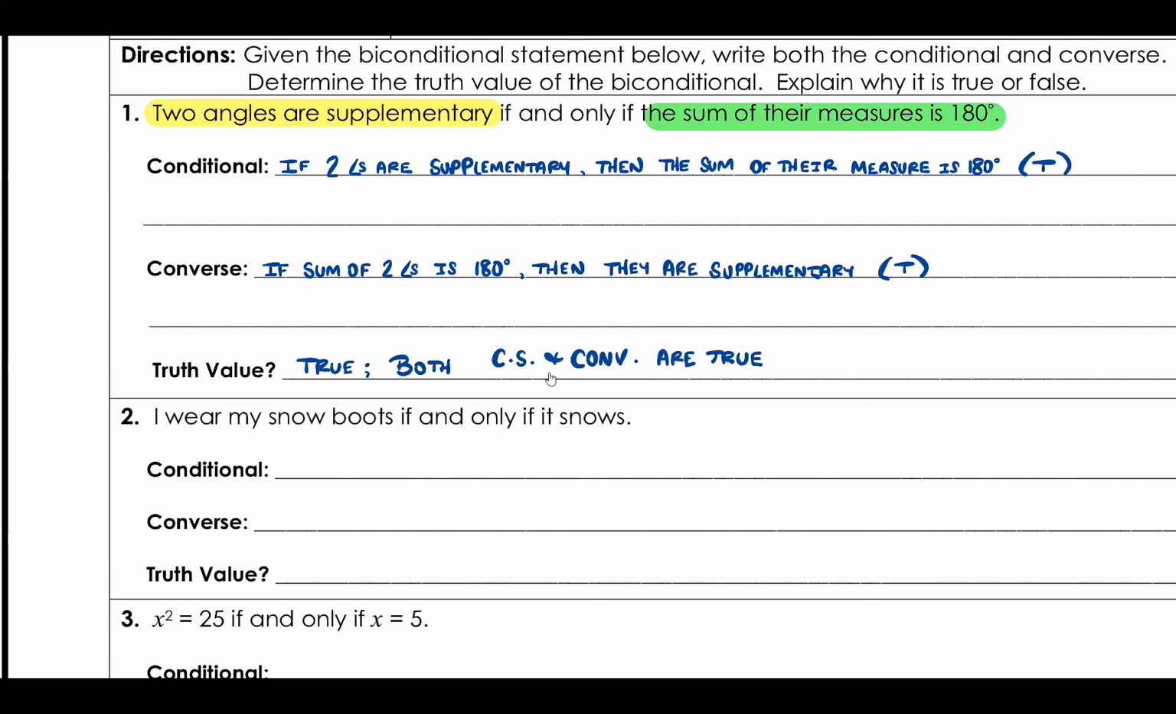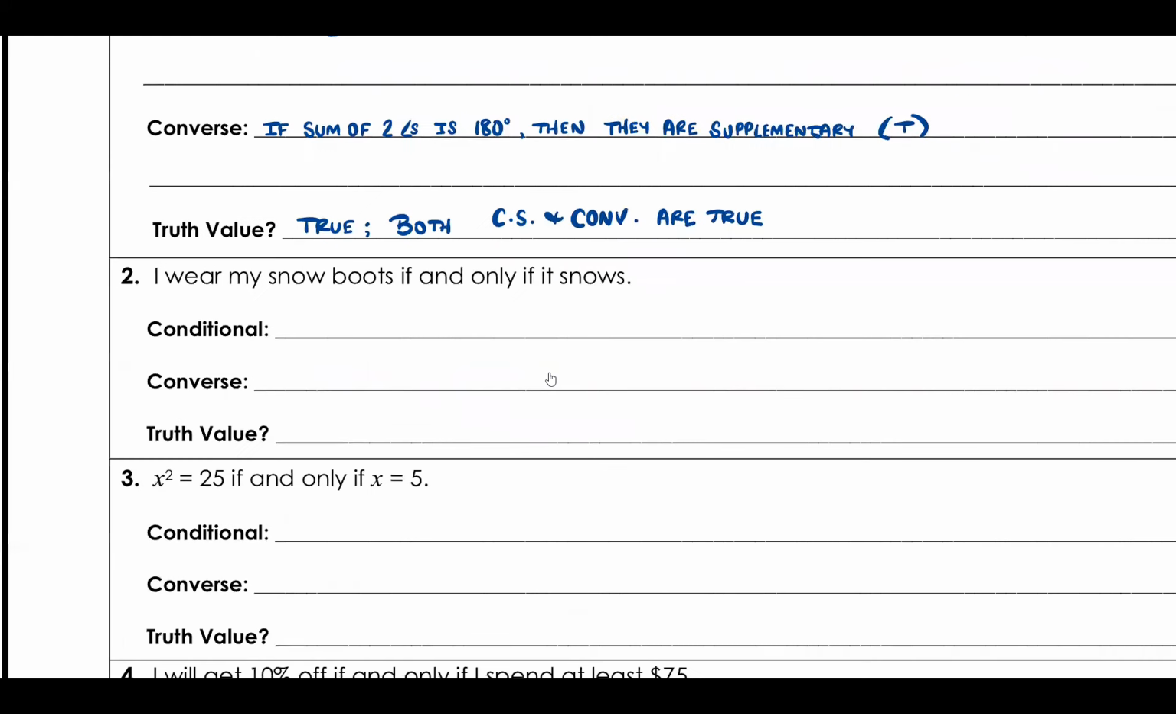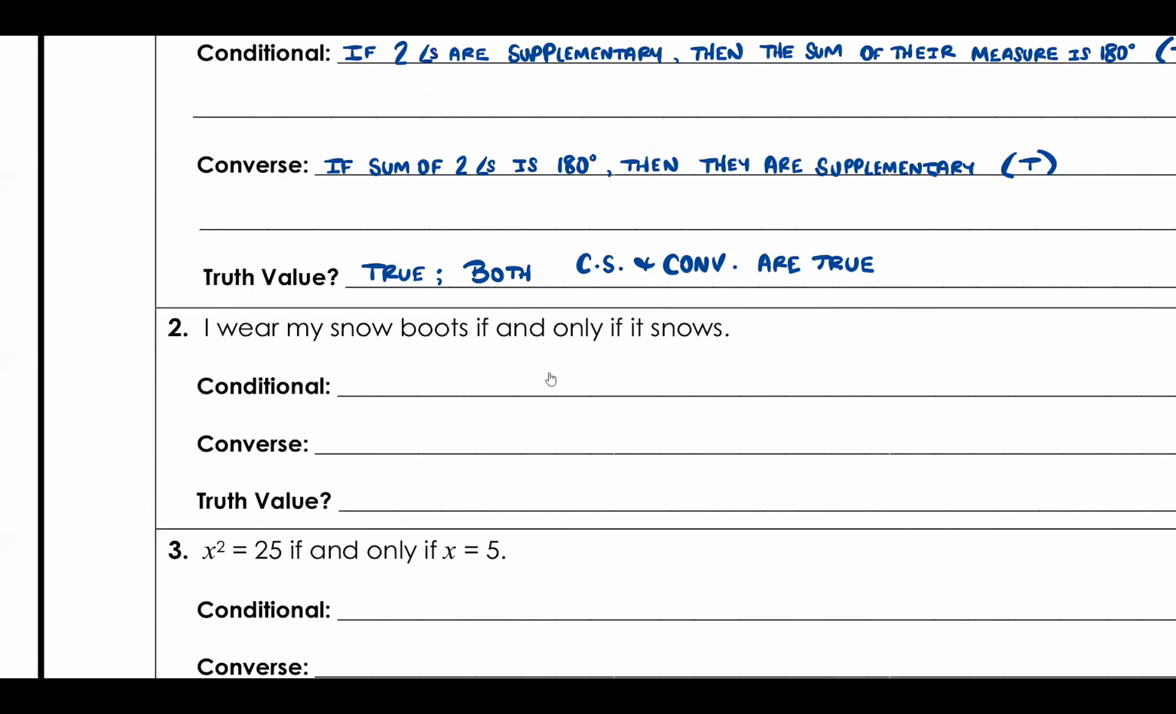All right, last one. I know this is a lot. This is two lessons crammed into one. Yeah, I had to find ways to make up days when we went down to four. This is one of the ways. I wear my snow boots if and only if it snows. If I wear my snow boots, then it snowed.